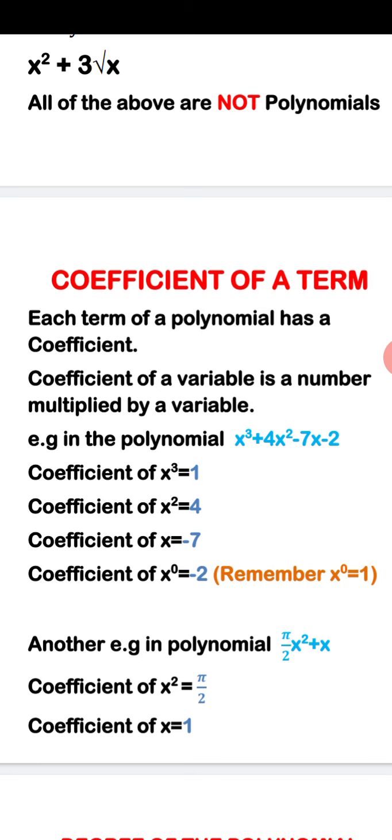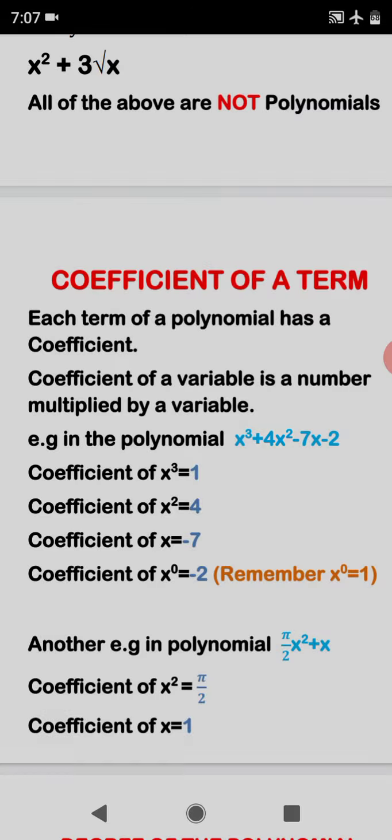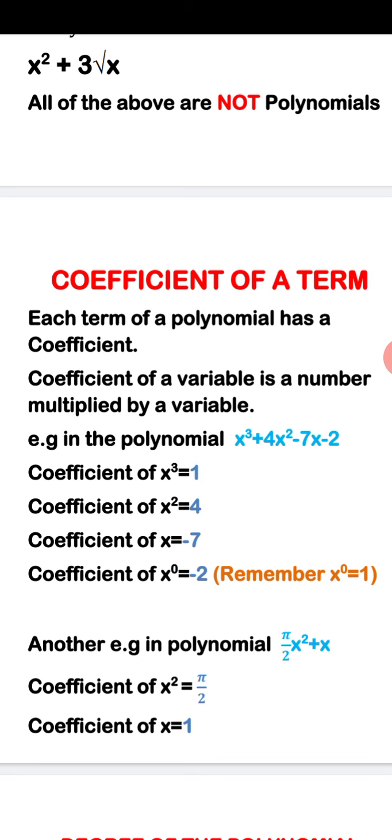Another example. Pi by 2 x square plus x. Here the coefficient of x square is pi by 2 and the coefficient of x is 1. Since there is no number with x, we assume that it is 1 with x. Right? Now I hope you have understood the meaning of coefficient of a term.